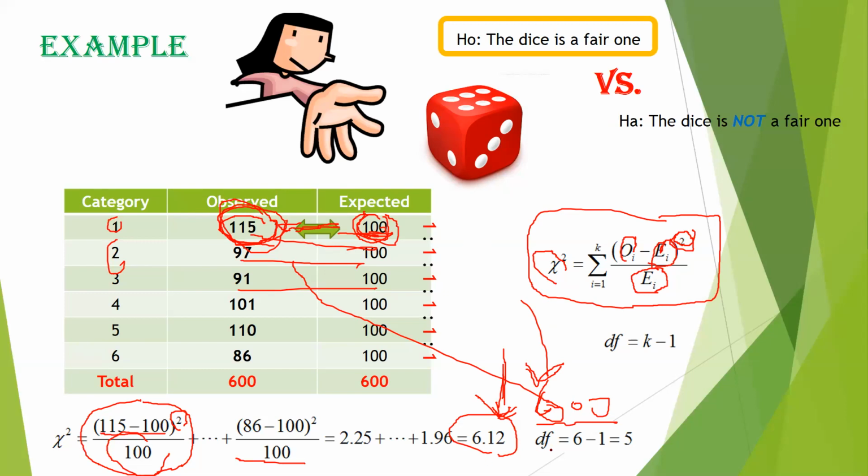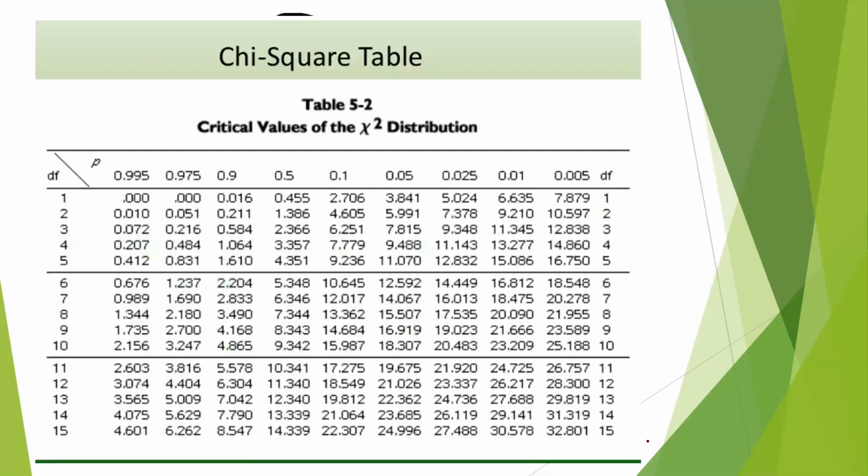All right, in the chi-square calculation, you need another quantity, which is the degree of freedom. It is defined as the number of outcomes minus 1. Here we have 6 possible outcomes, so the degree of freedom equals 6 minus 1, which equals 5. This is another important thing here.